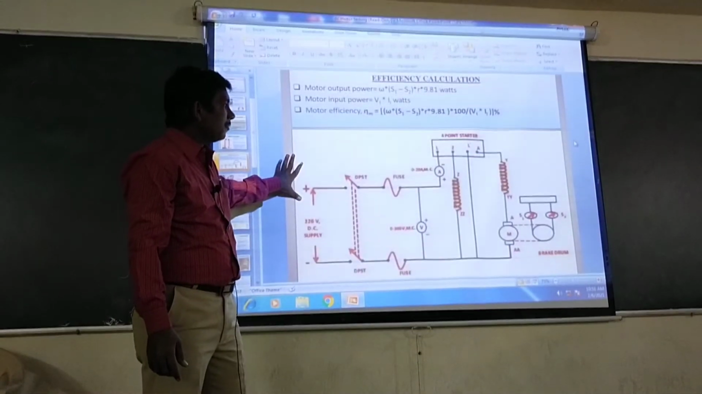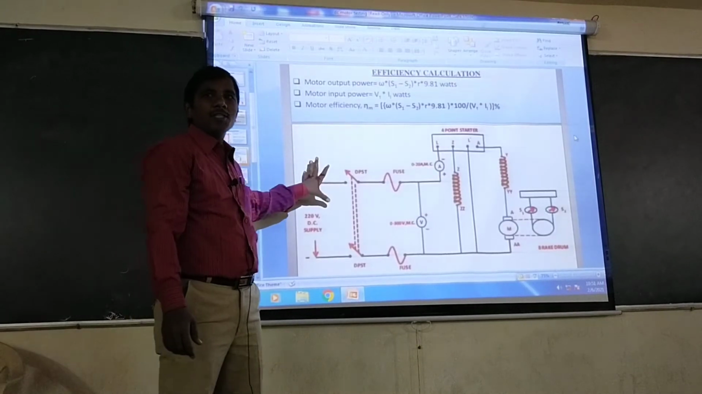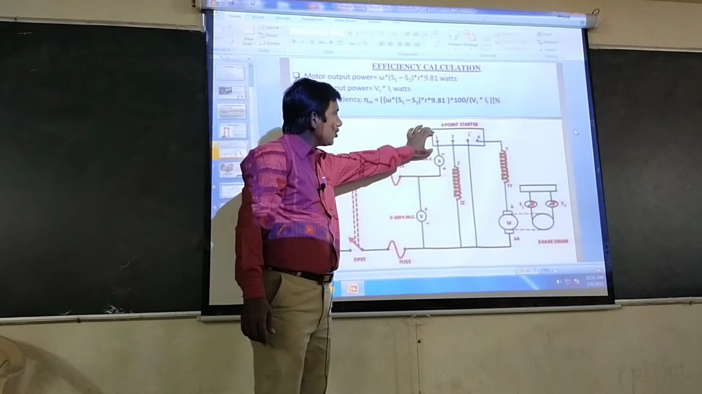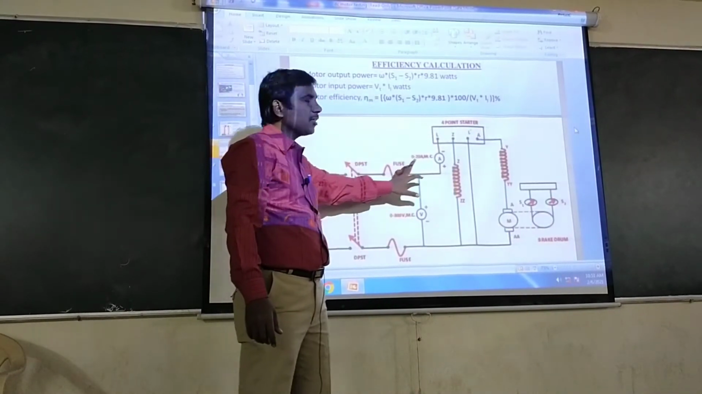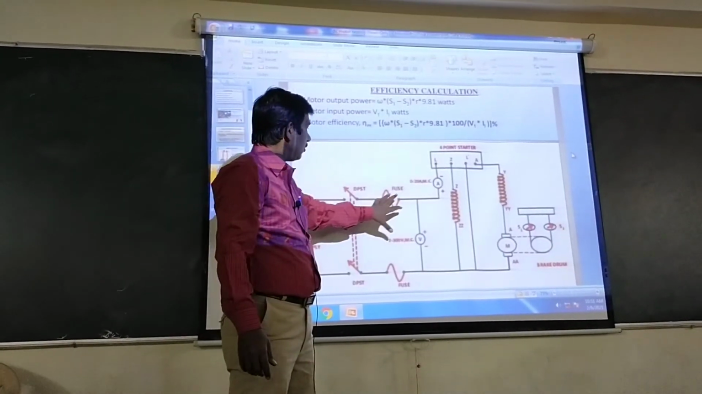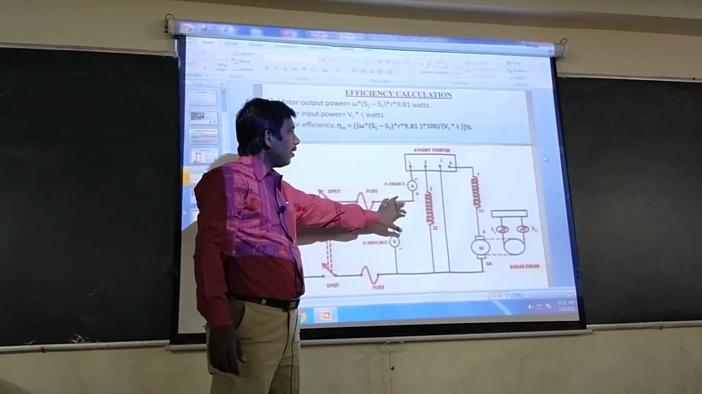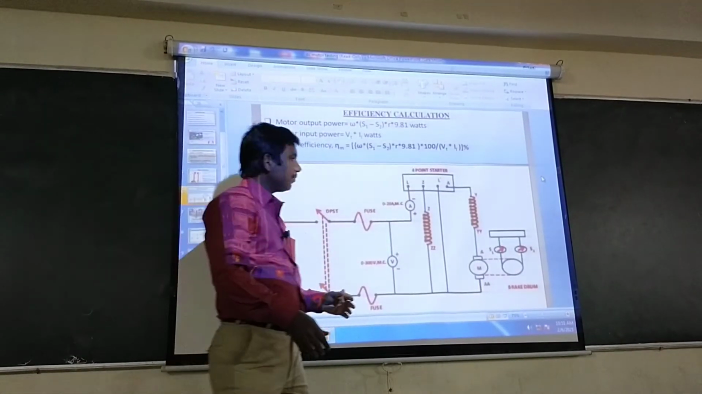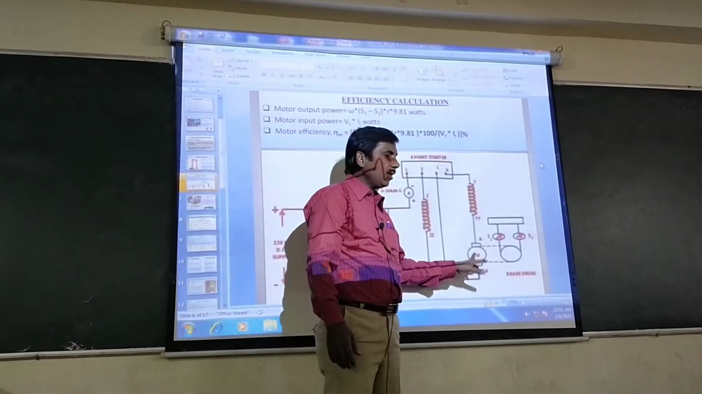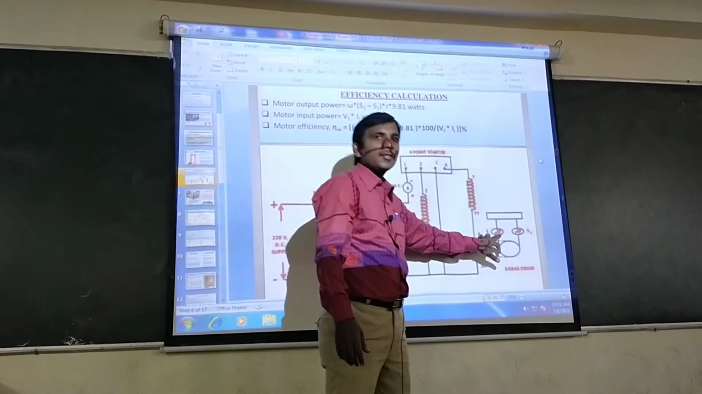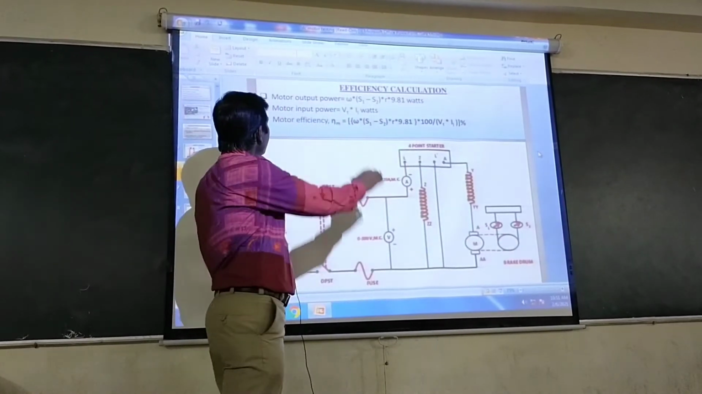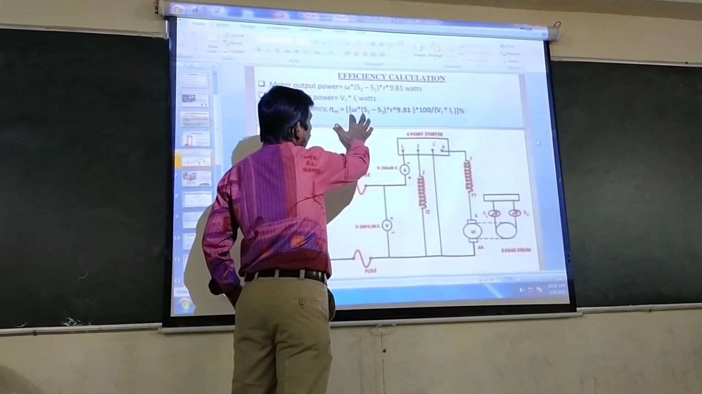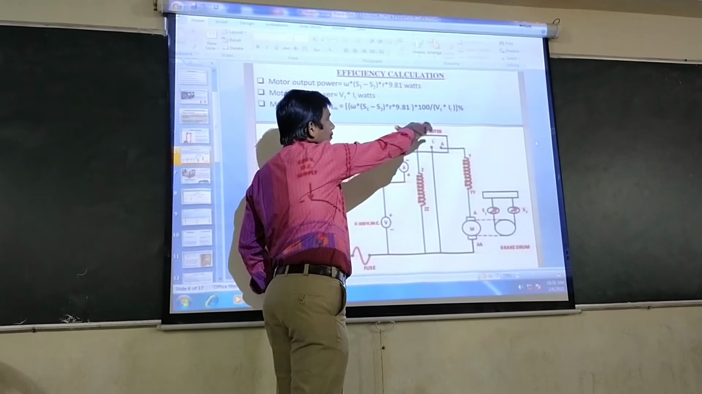This is the circuit diagram related to the direct test or brake test of DC shunt motor. Using a 4-point starter or 3-point starter, we connect the armature and field. After that we give the rated voltage. By adjusting the rheostat in the field winding, the motor will run at rated speed. After that we take these two readings, S1 and S2, and calculate the motor output as S1 minus S2 into speed into radius into 9.81.